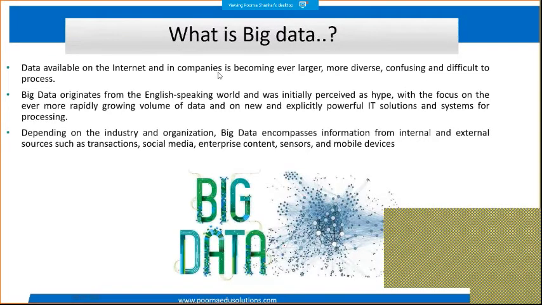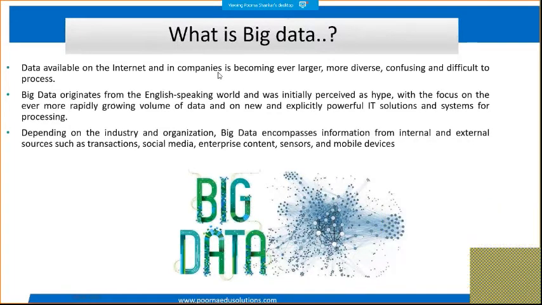So, having said all this, the data and the contribution, what is big data? The data available on the internet and in companies is becoming larger, right? Big data originated from the English-speaking world. We can say, for industries and organizations, big data encompasses information from internal and external sources. It could be transactions, social media, enterprise content, sensors, and mobile devices.